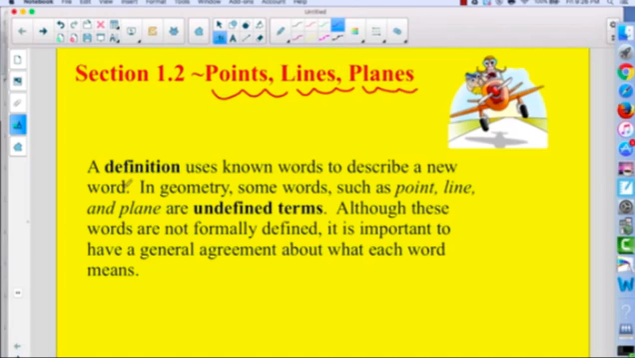Okay, so in geometry we're going to be learning lots of definitions, lots of things called theorems and postulates, which we'll get to later. But a definition uses known words to describe a new word. Well, in geometry, some words, such as point, line, and plane, are undefined terms, meaning we have to come up with an agreed upon name and definition for them, so that we can define other things using them. Okay, so what we have to do is actually agree on their definitions.